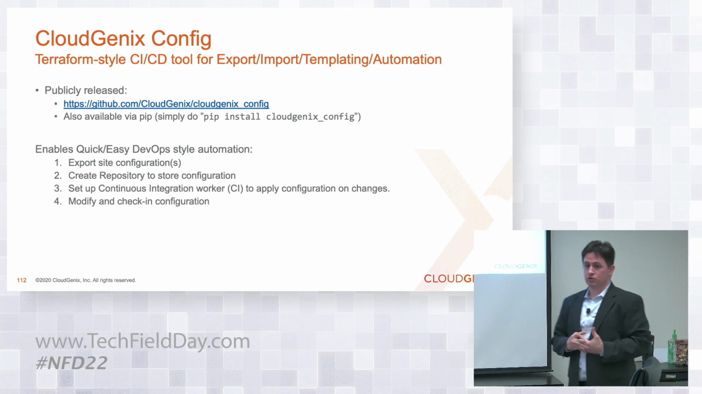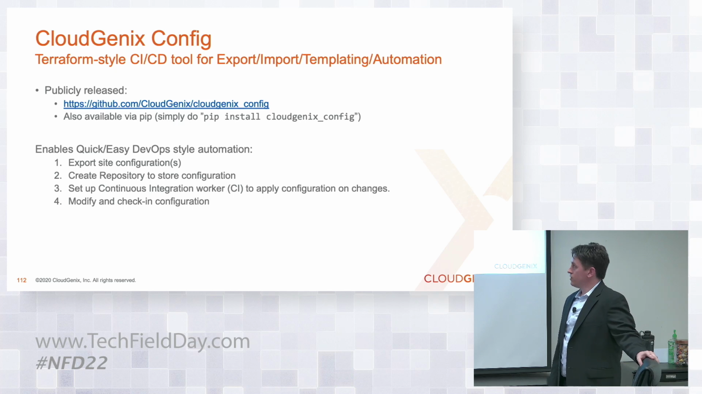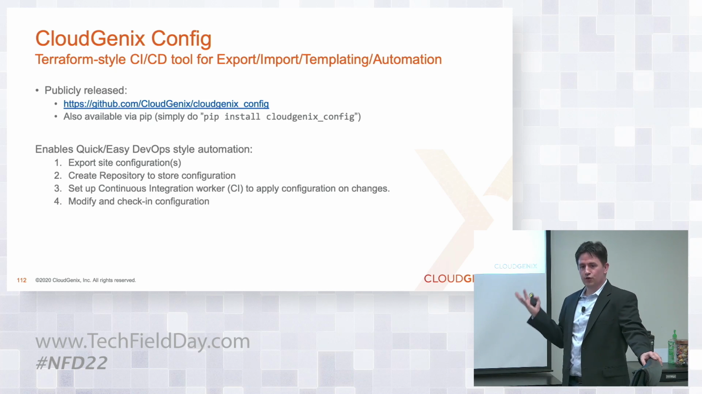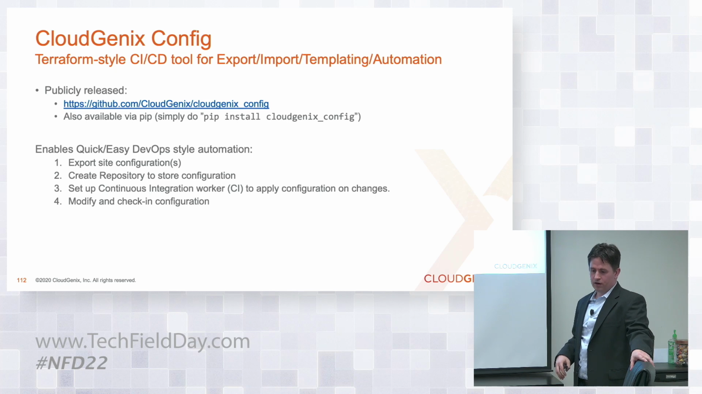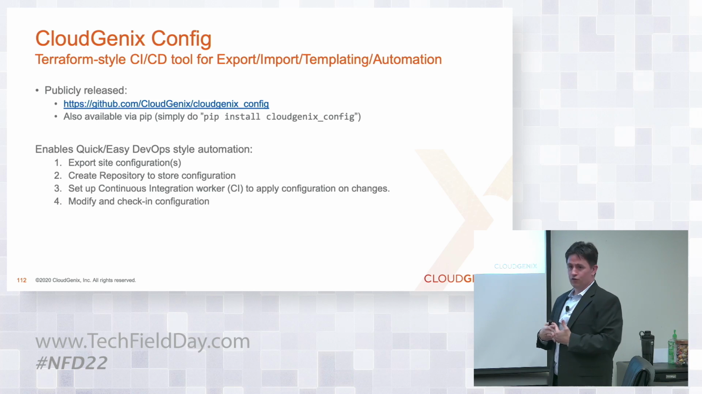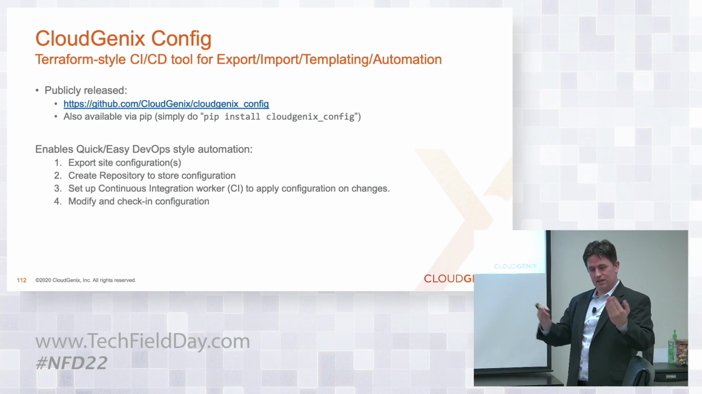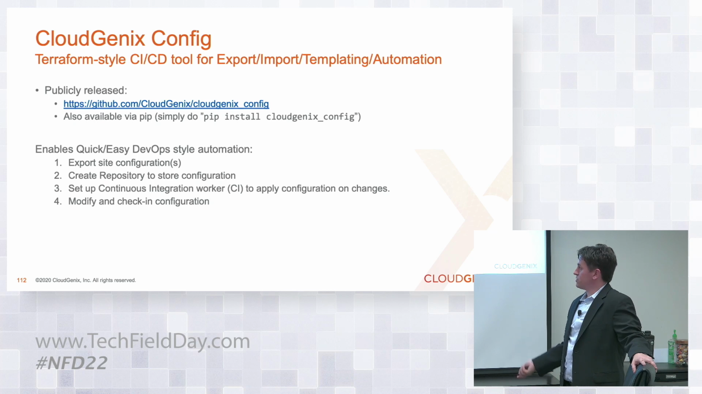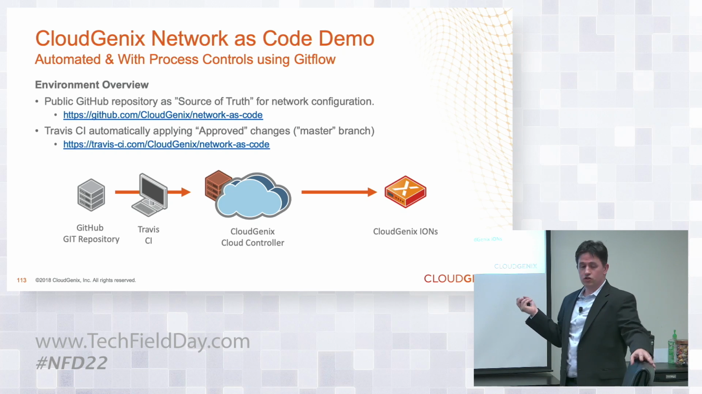One of the tools that customers use heavily is our CloudGenix config utility. This utility is a Terraform-style CI/CD tool for exporting, importing, templating systems, and controlling CloudGenix via automation. The reason we say it's Terraform-like is that we had tried a bunch of different automation frameworks to start with, and none of them really met our needs, so we ended up creating our own automation framework. When all was said and done, we found out later there's something called Terraform that was released after we started work on this that actually has the same premises and tenets. So if you're familiar with Terraform, this utility works almost exactly the same, just happened to be independently developed the same way. You can export site configurations, create a repository to store configurations, use continuous integration, and modify and check in configuration. So we're actually going to demo this and show you guys what we've done.